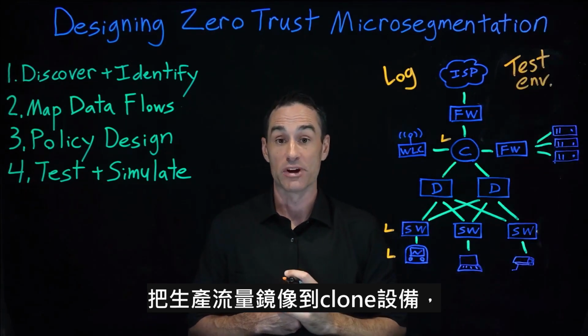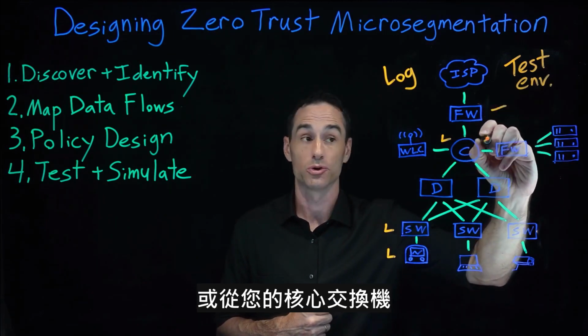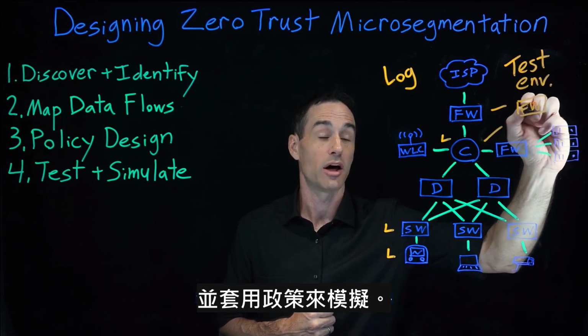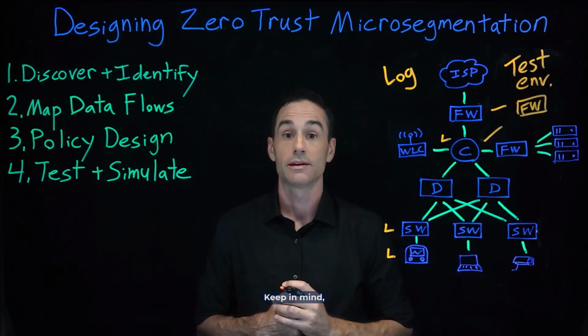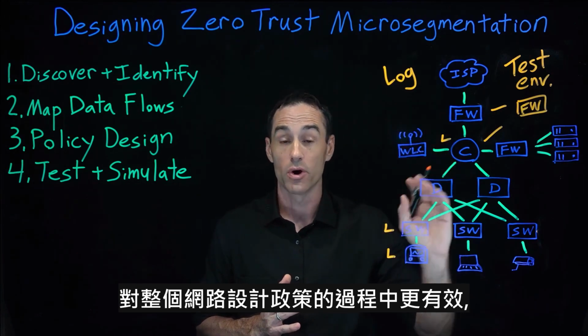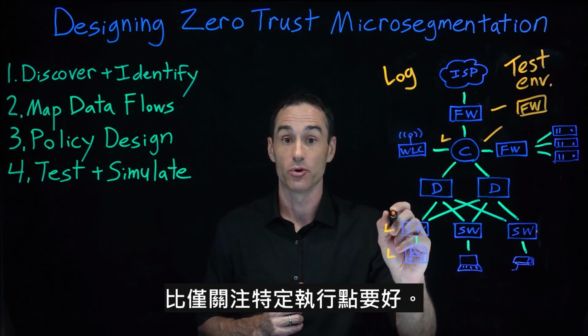Here, you might be mirroring your production traffic from your firewalls or from your core switches to a clone device which has your policy proposals enabled. Keep in mind, having a holistic view of the entire network throughout this process is a lot more effective than only looking at specific enforcement points.